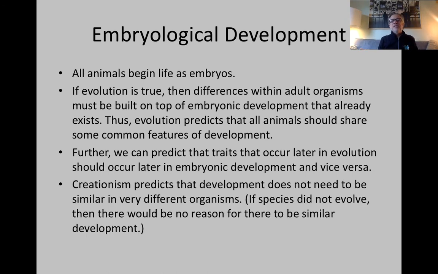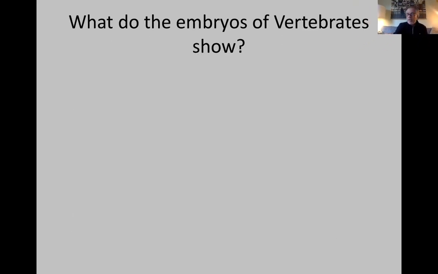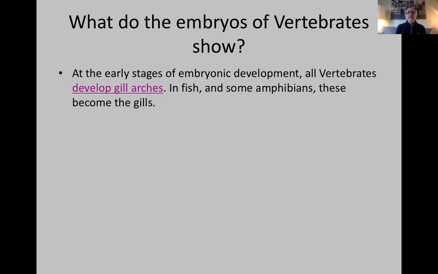Creationism predicts that development does not need to be similar in very different organisms. If species did not evolve, then there would be no reason for there to be similar development in, let's say, a fish and a mammal, in a reptile and an amphibian. And what do the embryos of vertebrates show? Well, you've already guessed it. At the early stages of embryonic development, all vertebrates, remember all the organisms that have backbones, develop gill arches. In fish and some amphibians, these arches become the gills.